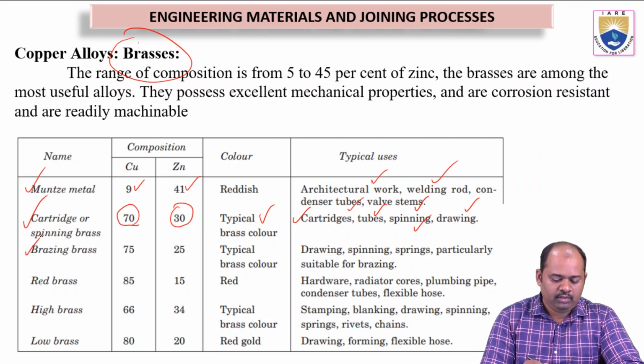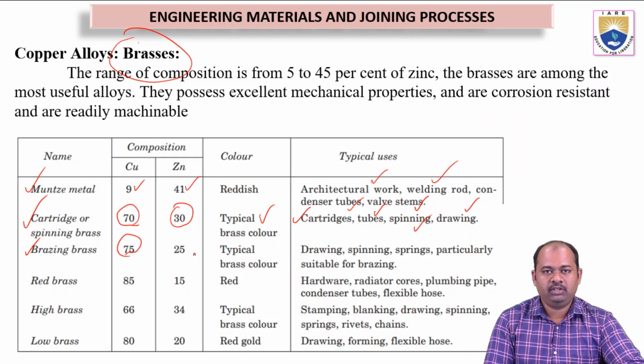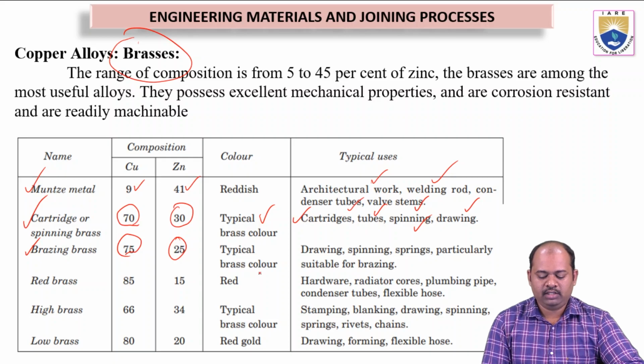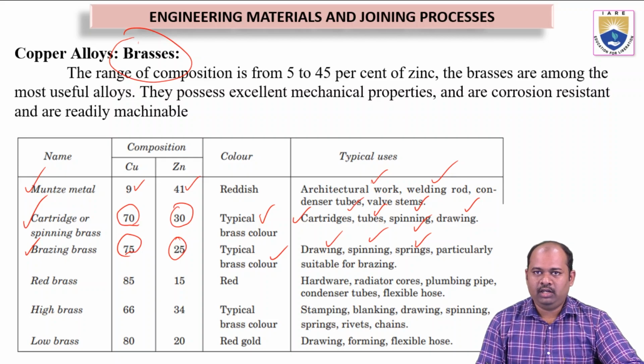And then brazing brass. Brazing brass contains about 75% to 25% of copper and zinc, and this has a typical brass color, and it is mostly used for drawing, spinning, springs. Springs are also made up of this brazing brass, and particularly this is suitable for brazing. Now, what is brazing?